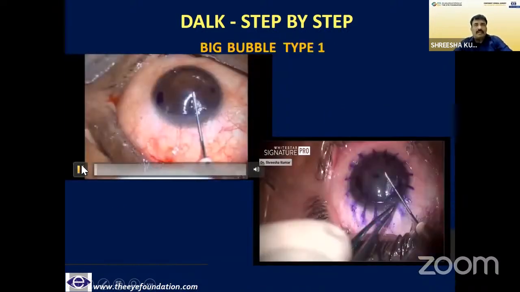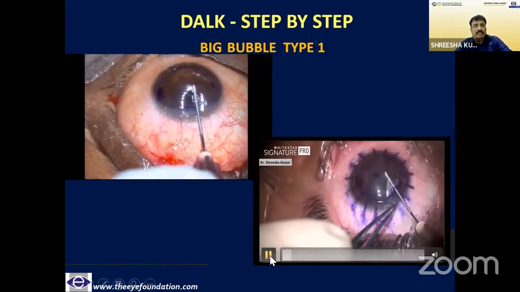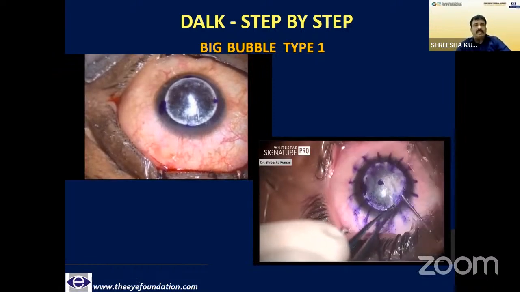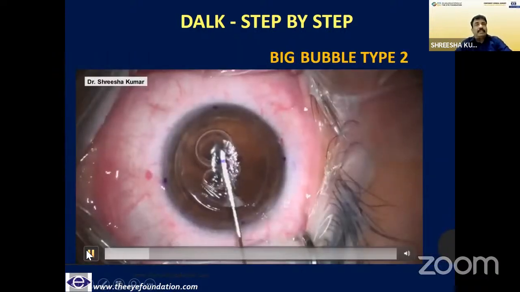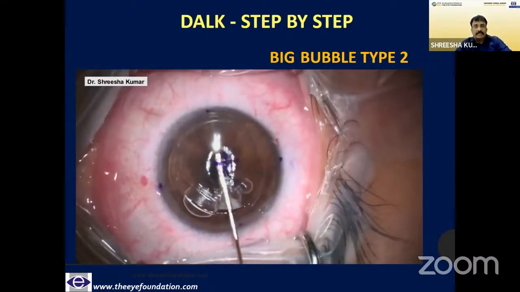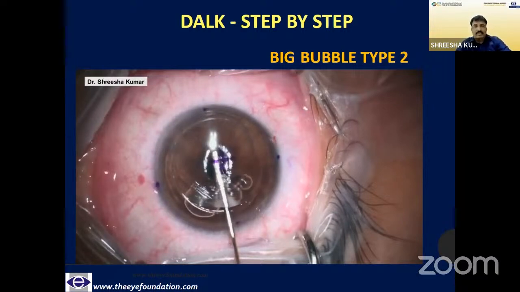Type 1 is the commonest type of big bubble, which we achieve in almost 80-85% of cases. Here the cleavage plane is between the stroma and the pre-Descemet's layer, or Dua's layer. Type 2 is the clear margin bubble, and the cleavage plane is between Dua's layer and Descemet's membrane. It is a large bubble, it can even reach up to 10.5 millimeters, and the chance of perforation with this kind of bubble is high, and one should be careful and modify the surgical technique accordingly.